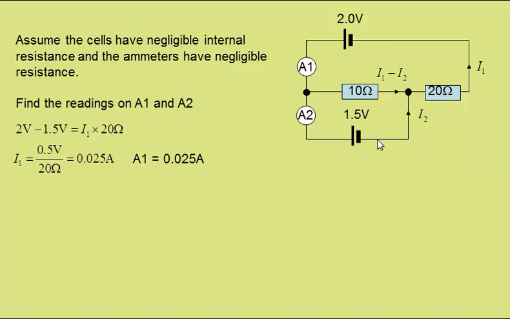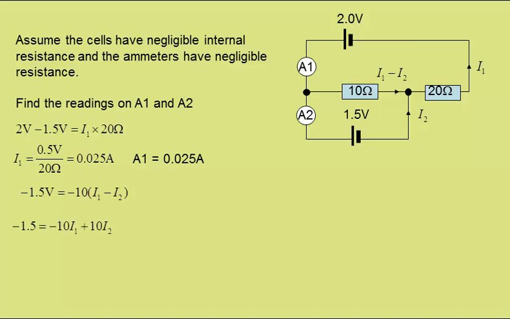Next, we can look at this loop around here, which goes the wrong way through the cell and the opposite way to the direction we've shown the current here. So now we have minus 1.5 volts as we're going the wrong way through the cell is equal to minus 10 for the 10 ohm resistor times I1 minus I2, the minus sign as we're going in the opposite direction to this arrow.